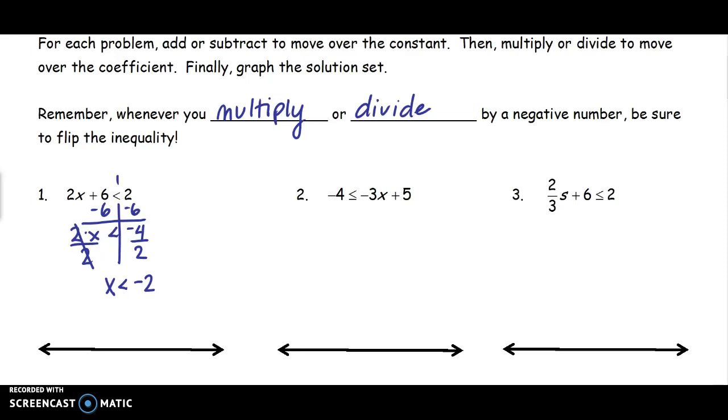X is on the left-hand side. We have 0, and then we have negative 2. Since it's just less than, it's open, and our graph would be going to the left because the arrow is pointing to the left.